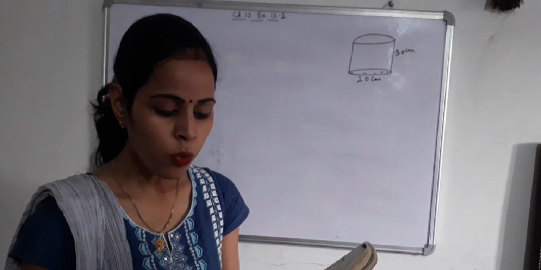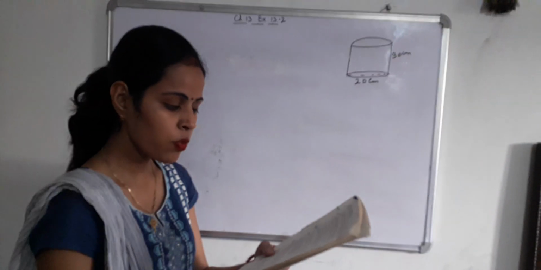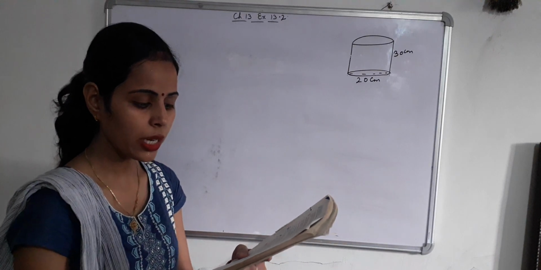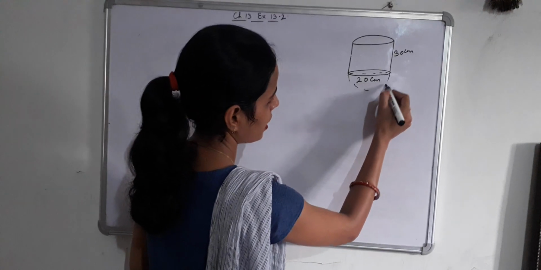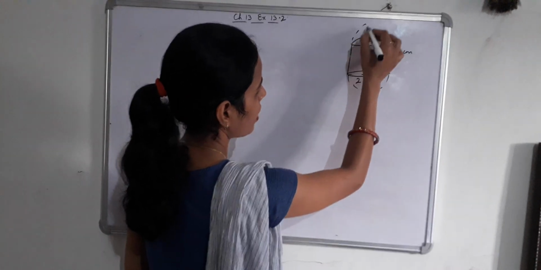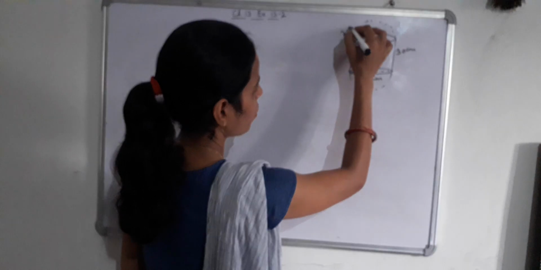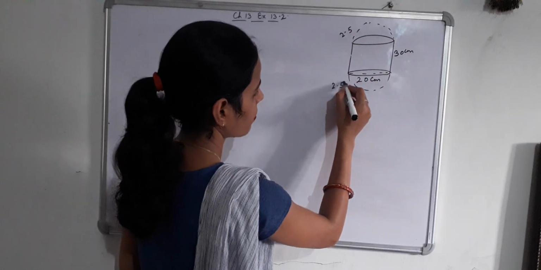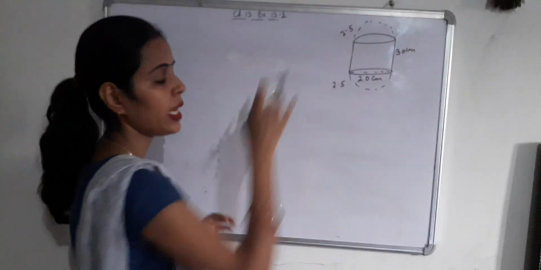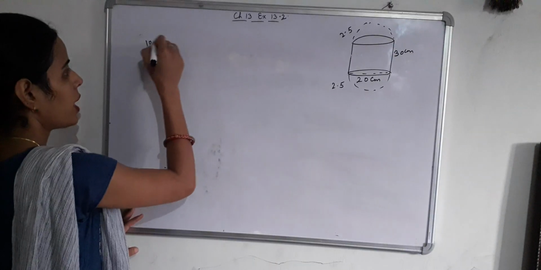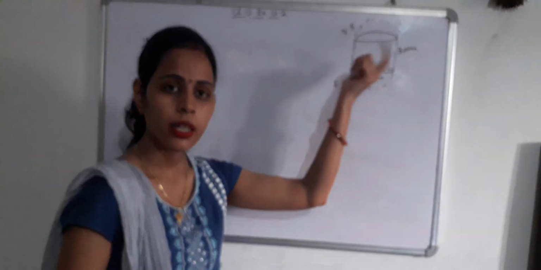A margin of 2.5 centimeter is to be given for folding it over the top and bottom of the frame to cover the lampshade. A margin of 2.5 is taken at its top and bottom. How much cloth is required for covering the lampshade? Means you have to find out the area of cloth required to cover this lampshade.